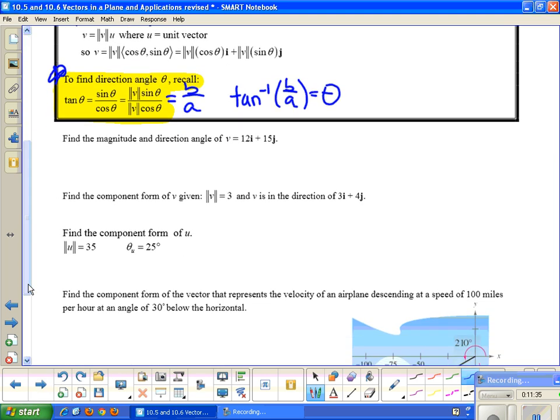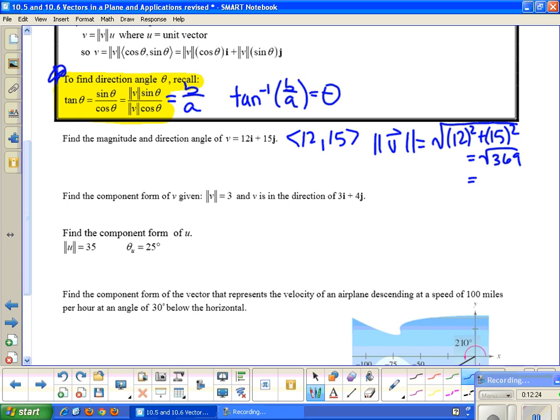Now the next one says find the magnitude and the direction angle of vector v, which is 12i plus 15j. I usually like to work in component form, so I'm going to rewrite this as 12, comma 15. If I want to figure out the magnitude, or the length, of vector v, with the horizontal and vertical components we can just use the Pythagorean theorem: take the square root of those both squared and added together. I end up with the square root of 369, which reduces to 3 times the square root of 41. So this is the magnitude, or the length, of the vector.